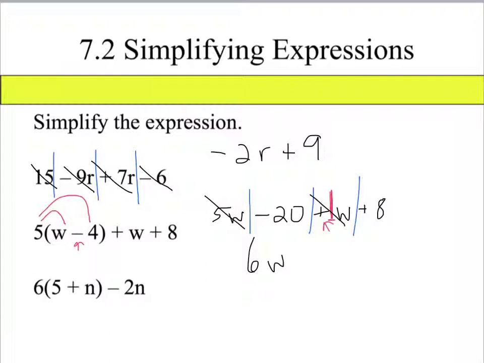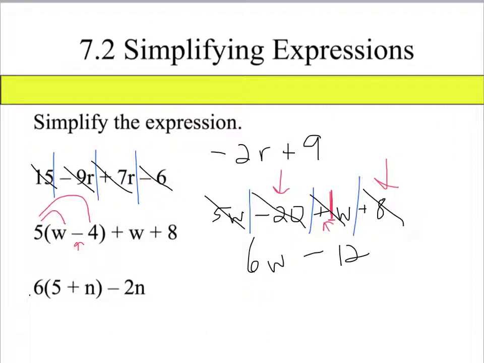All right, we have negative 20 plus a positive 8. We can do that because both of these are constant. In other words, both of them are numbers. Here's my negative 20 right here, and I have a positive 8. When I do that, negative 20 plus a positive 8 is going to be a negative 12.